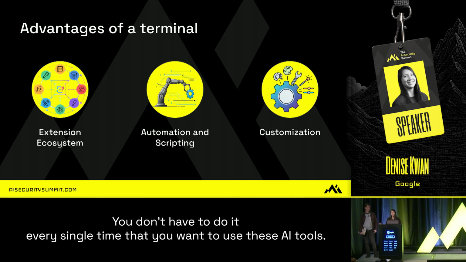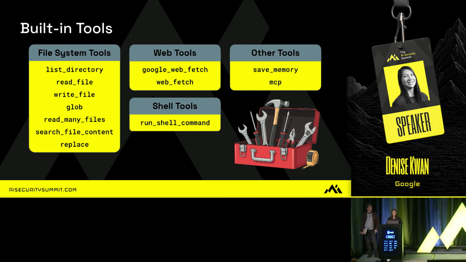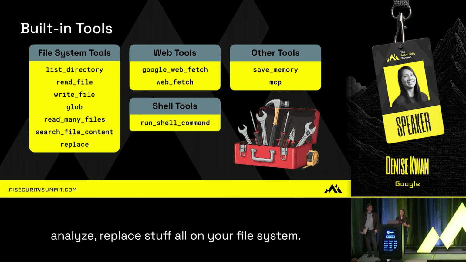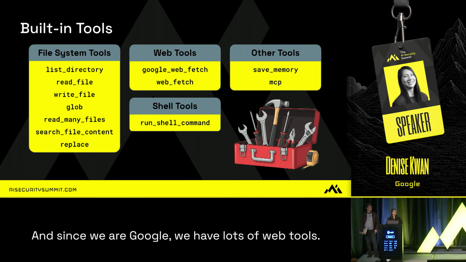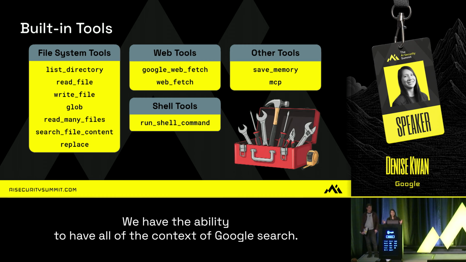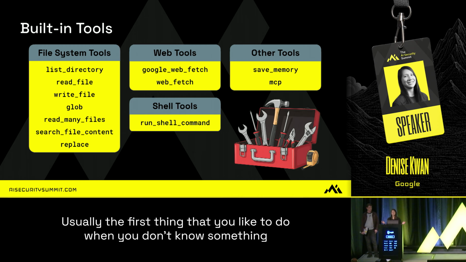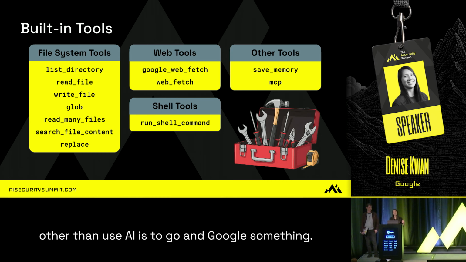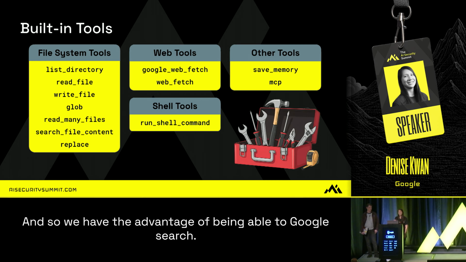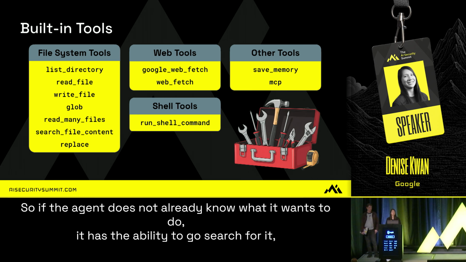So also, we have a lot of built-in tools. Because it is on your computer, we have a bunch of file system tools, being able to read, write, analyze, replace stuff, all on your file system. And since we are Google, we have lots of web tools. We have the ability to have all of the context of Google search. Usually the first thing that you like to do when you don't know something, other than use AI, is to go and Google something. And so we have that advantage of being able to Google search. So if the agent does not already know what it wants to do, it has the ability to go search for it, analyze the results, and go and execute that.